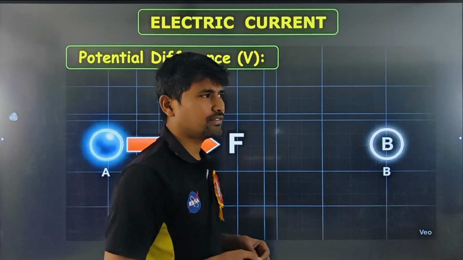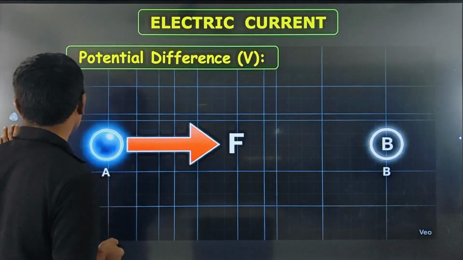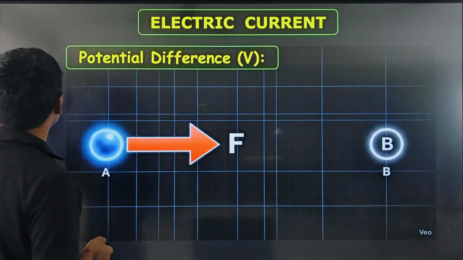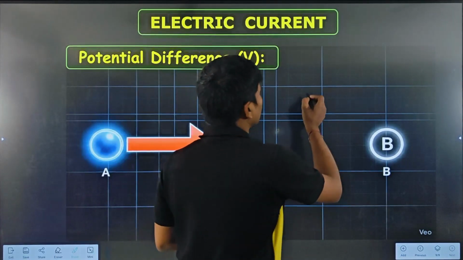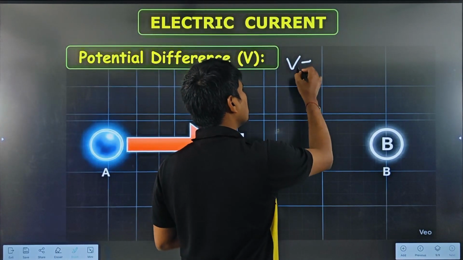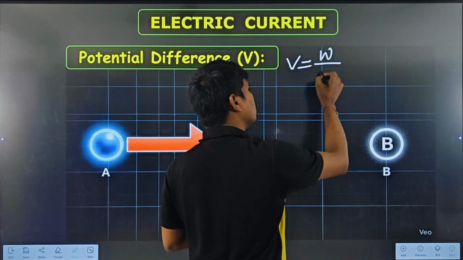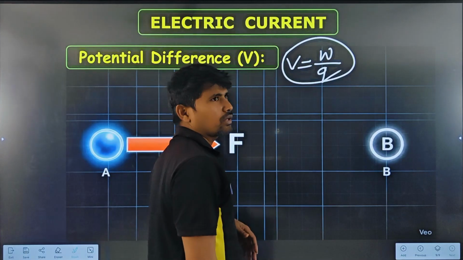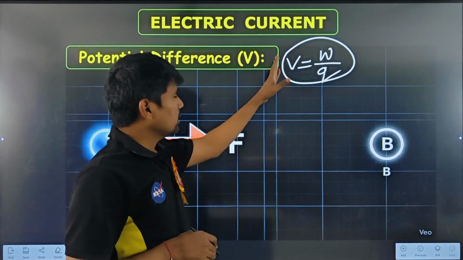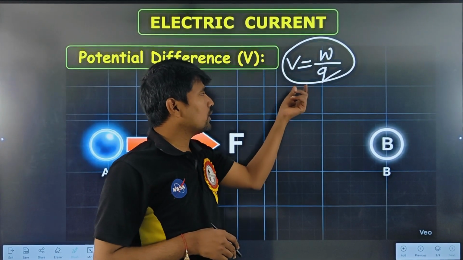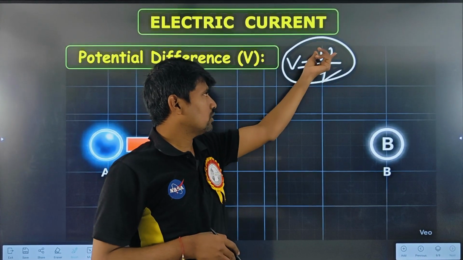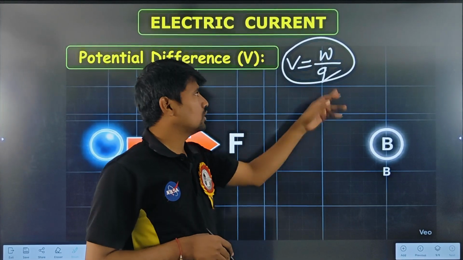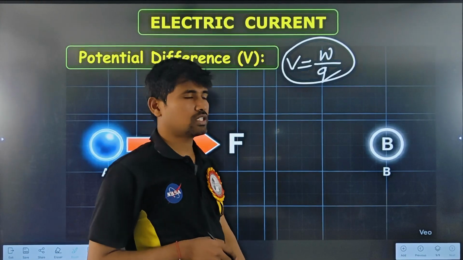Okay, next, potential difference. What is meant by potential difference? First let us see the definition. Potential difference V is equal to W by Q, is the formula. W by Q is the work done upon unit charge. W is for work, Q means charge. Work done on unit charge.